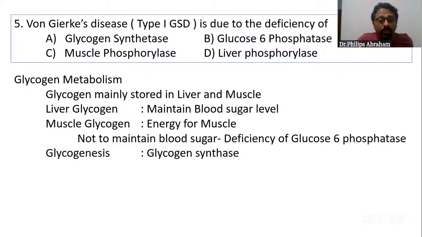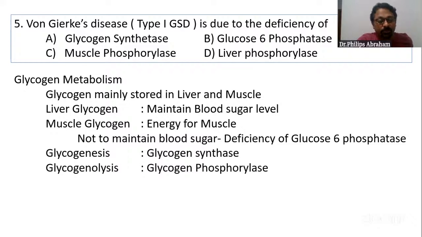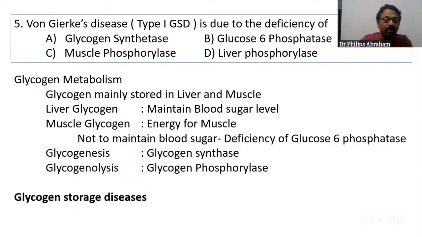I said there are two types of pathways in glycogen metabolism. One is anabolism, called glycogenesis, and the rate limiting enzyme is glycogen synthase. In glycogenolysis, or glycogen breakdown, the main rate limiting enzyme is glycogen phosphorylase. Now, whenever glycogen is not degraded as per our need in our body, it accumulates in the muscle or the liver, and that's called glycogen storage disease.